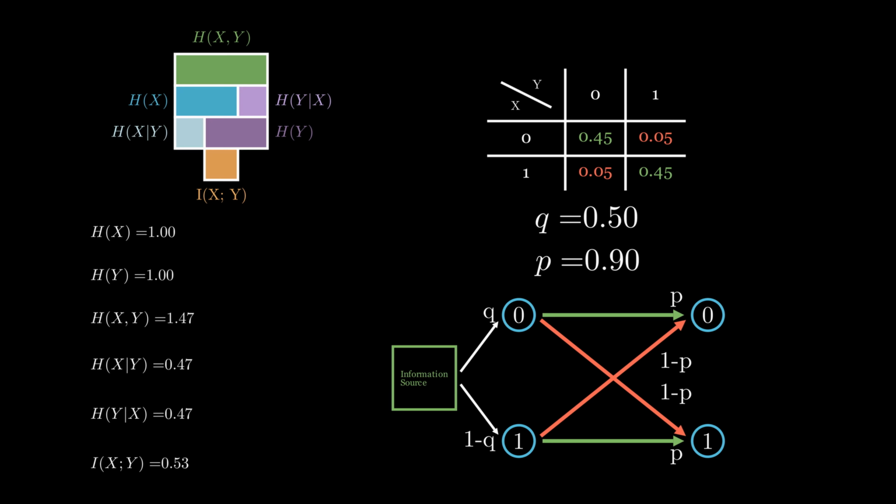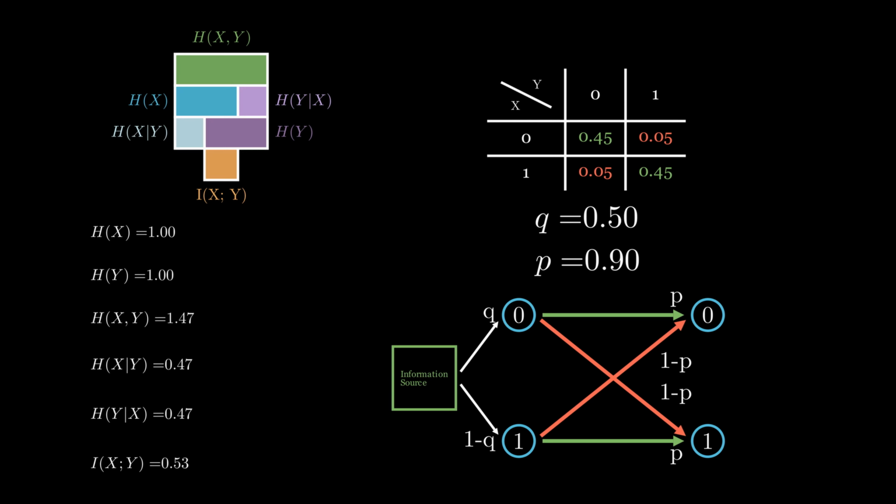I will now tweak the values for both p and q. But before this happens, please pause the video and think for yourself, how will that affect all of the entropies? Do you know what to change to maximize mutual information?